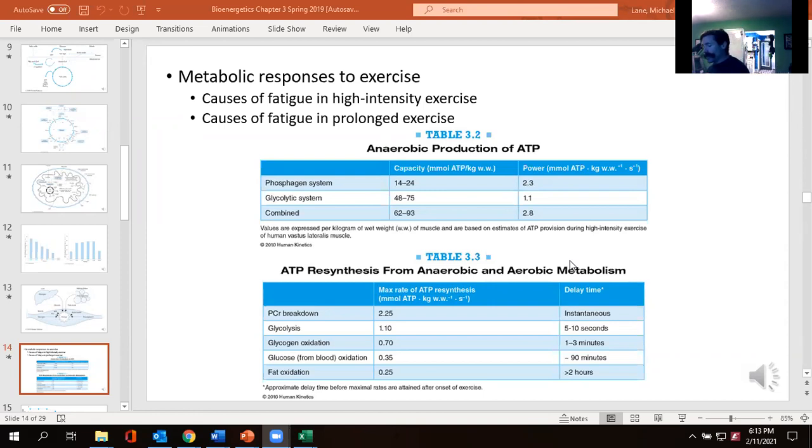So when we're looking up here, notice we only have certain rates that we can break down ATP for each of these different energy systems. And since we can only chew through and produce energy at these rates, obviously once you've gone through phosphocreatine and then glycolysis, look at how much lower the energy production is per kilogram wet weight per second. And then especially when we're talking about using blood glucose, and then even more so when you have to switch over to beta oxidation. It's just a lot lower energy production.